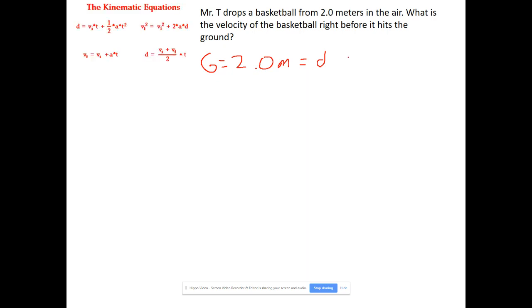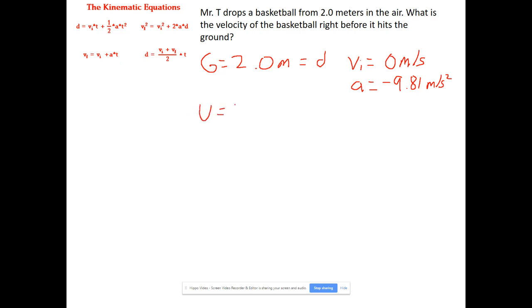So we know v sub i, initial velocity, is equal to 0 meters per second. And we also know what a is. In this instance a is 9.81 meters per second squared downward, or because we're in a math problem, I'm going to write it as negative 9.81 meters per second squared. So we have three things now. We can make these problems work.